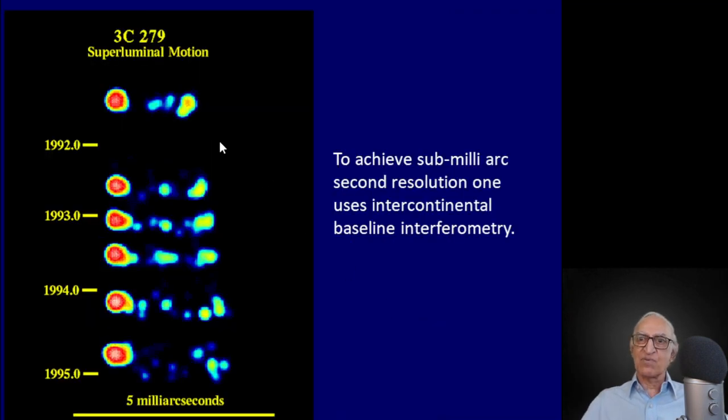Here is another example, a quasar 3C279. Here is a blob expanding from 1992 to 1995. If I draw a line here and calculate the apparent velocity, you will find that the apparent velocity is superluminal motion.